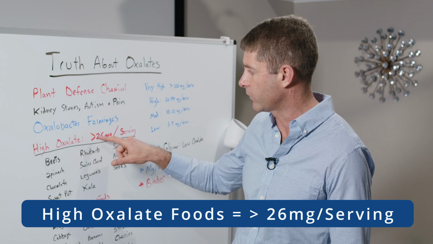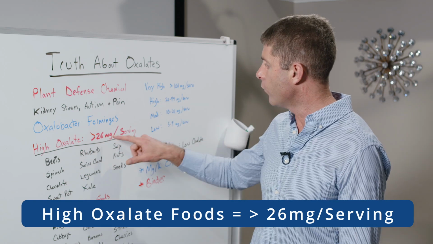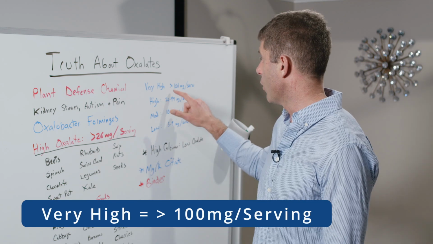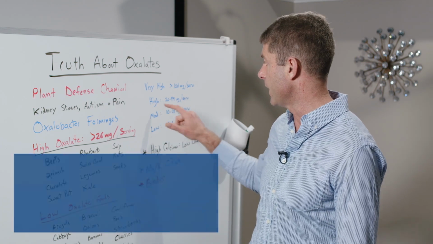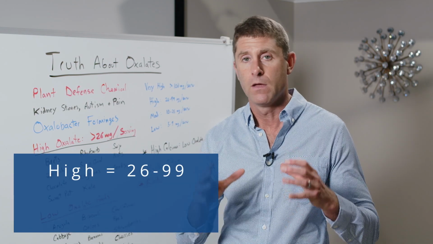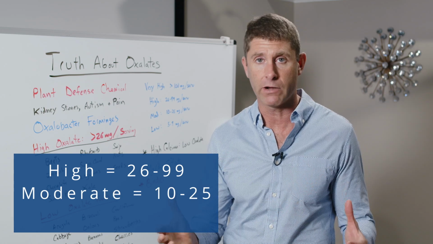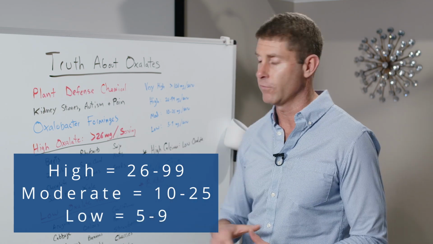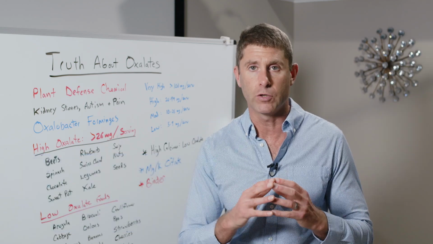A high oxalate food is characterized by anything over 26 milligrams per serving. A very high oxalate food would be over 100 milligrams per serving. High is 26 to 99, 10 to 25 is moderate oxalates, and then somewhere between like 5 and 9 is low oxalate, and there are some things that have virtually no oxalates.